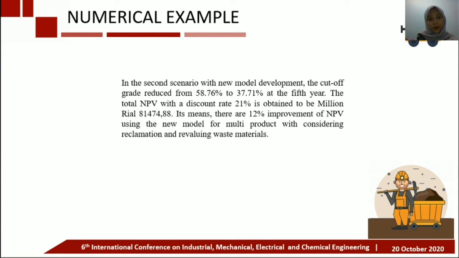In the second scenario with the model development, the cut-off grade is reduced from 58.76% to 37.71% in the 5th year. The total NPV with a discount rate of 21% is obtained to be 81,474.88 million real. It means there is a 12% improvement of NPV using the model for multi-product with considering reclamation and revaluing waste materials.